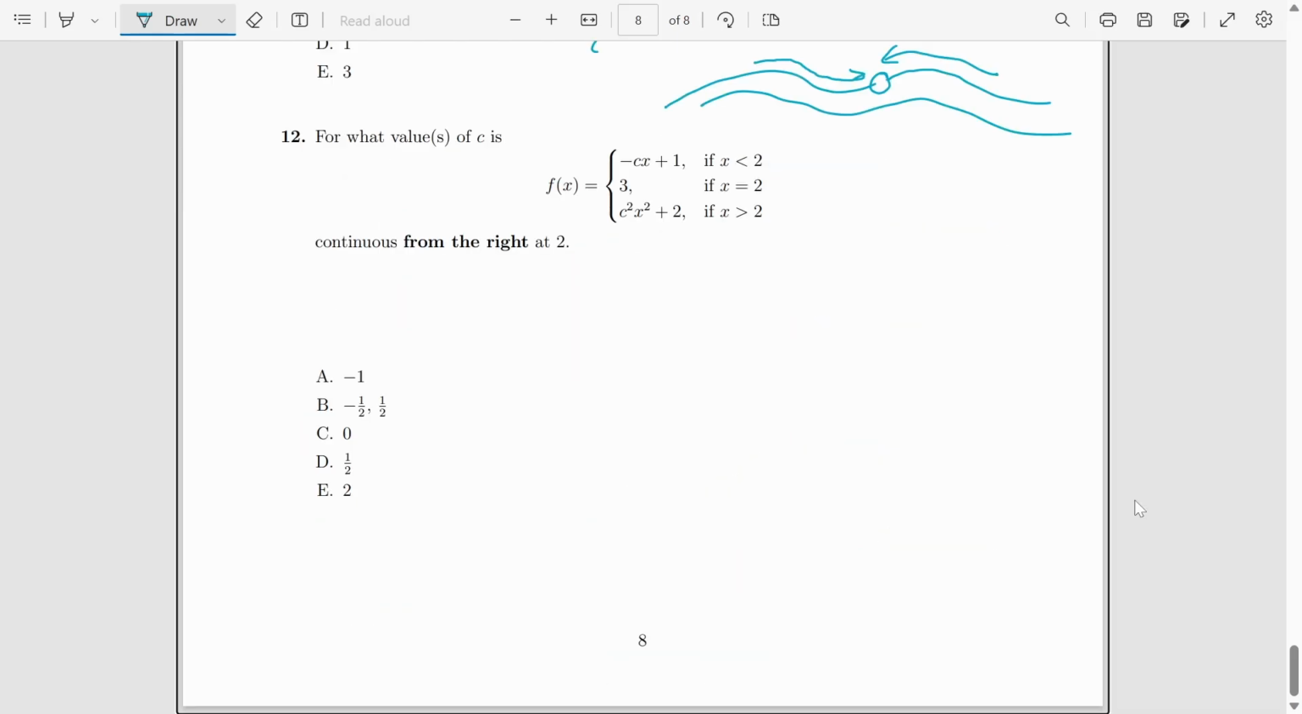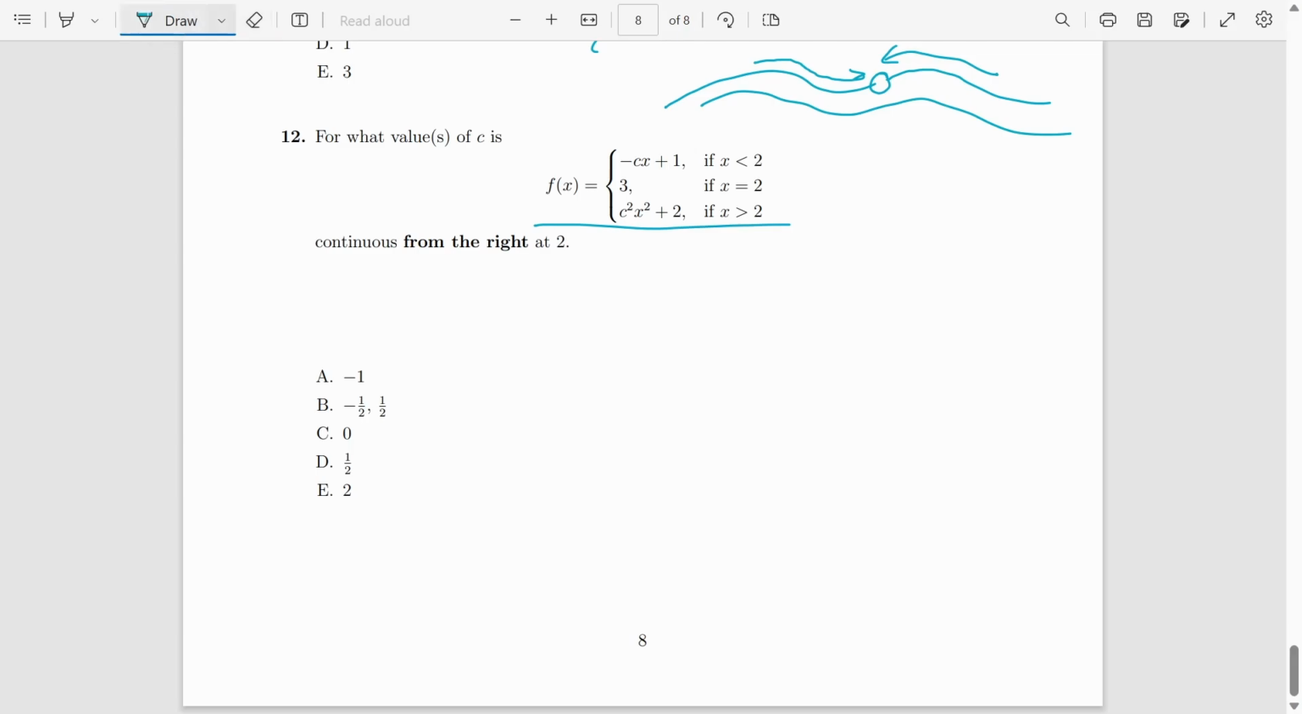All right, number 12, last one. Hooray. For what values of c is this piecewise function continuous from the right at x equals 2? So, okay, let's just digest this and parse it a little bit. So there's three different definitions for f of x. We have a definition when x is less than 2, when x is greater than 2, and when x is equal to 2. And the cool thing is, we're just asked to make it continuous from the right.